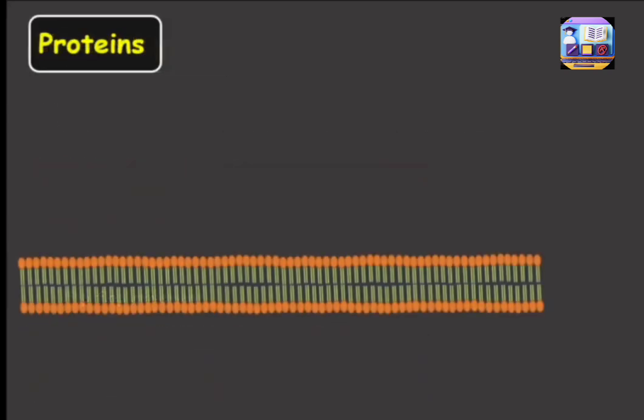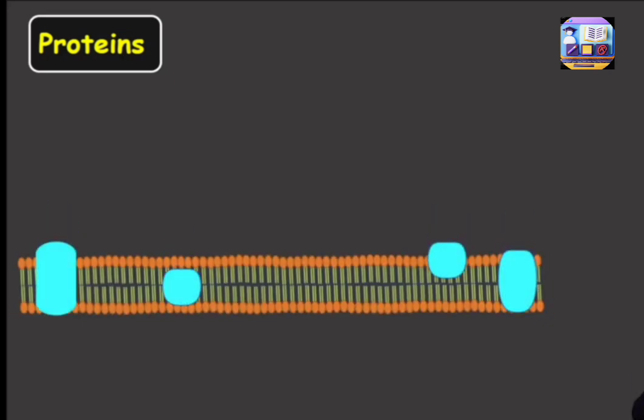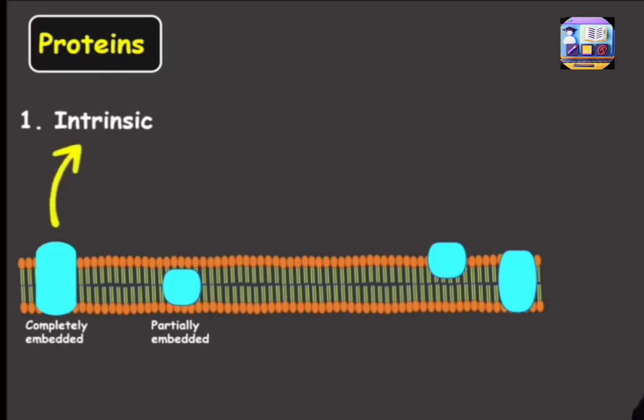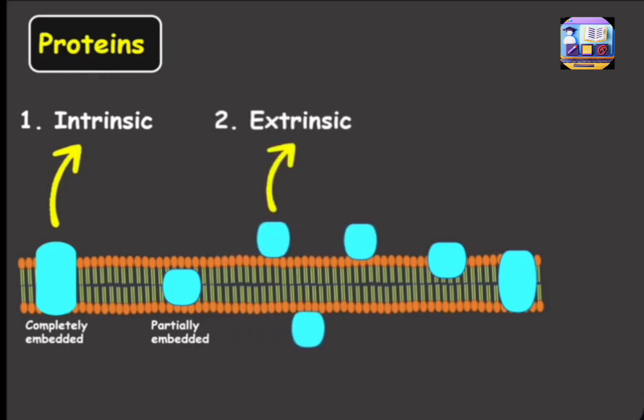Now, the second component of plasma membrane is proteins. The proteins that are present in the plasma membrane are of two types. The very first are the intrinsic proteins, which are embedded in the membrane. They can either be completely embedded or partially embedded. The second are called extrinsic proteins, which are present on the outer side but not embedded.